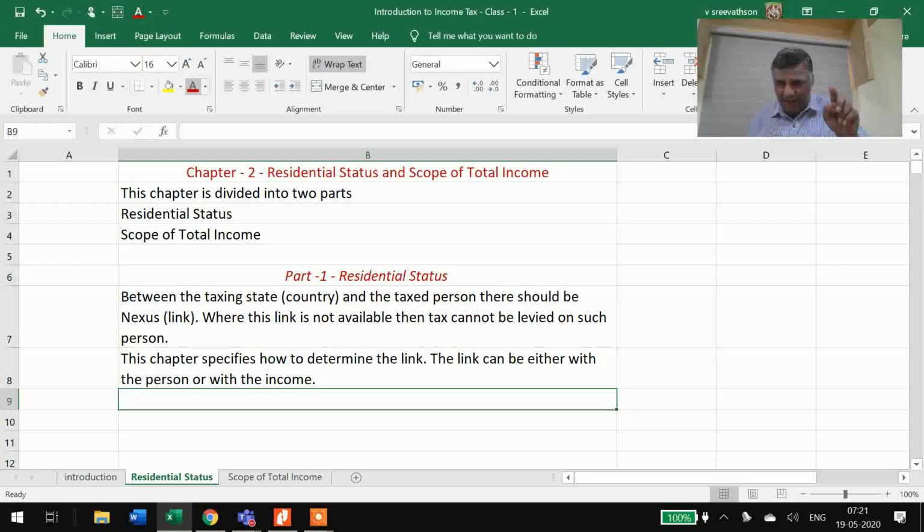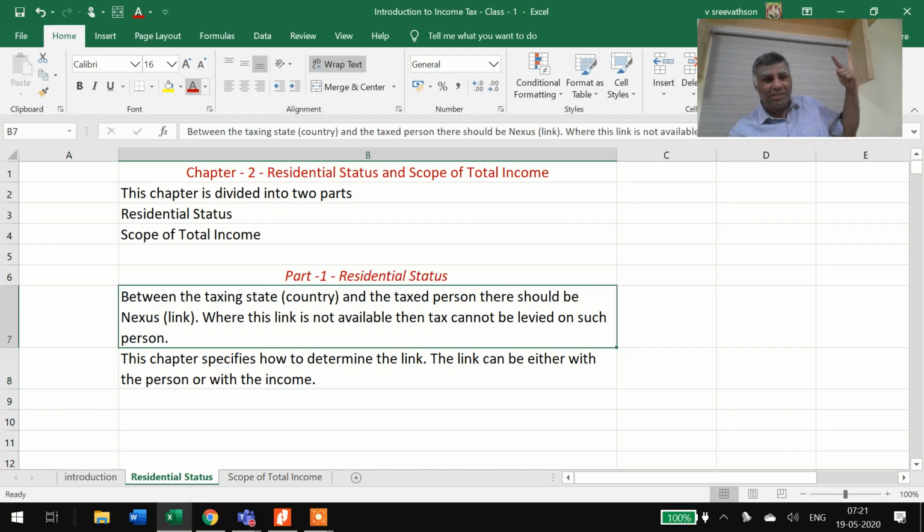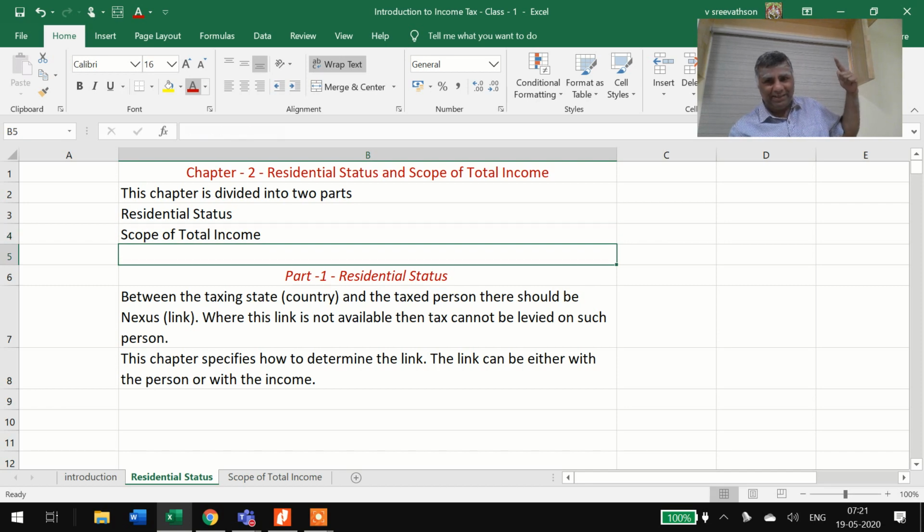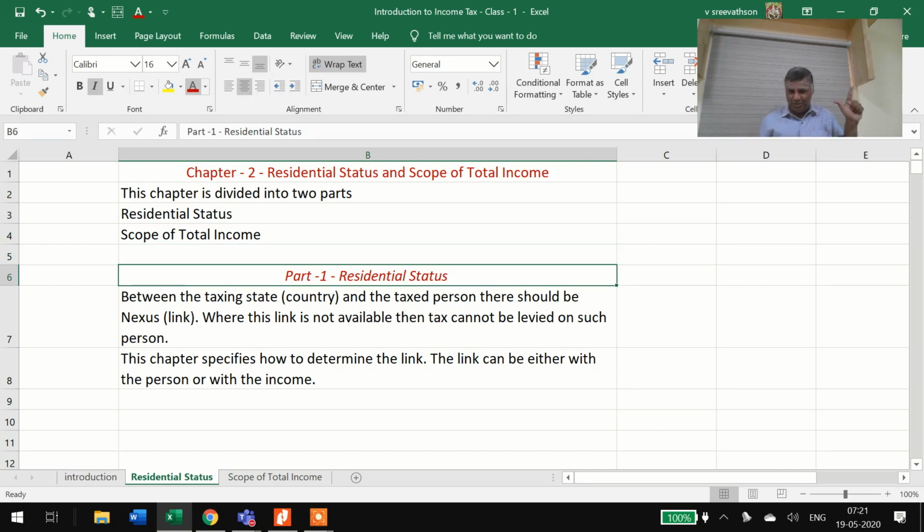The link can be either with the person, that is part 1, residential status, or the link can be with the income, that is part 2 of this chapter, scope of total income. This chapter is divided into two: residential status and scope of total income. Residential status is the link between the country and the assessee.